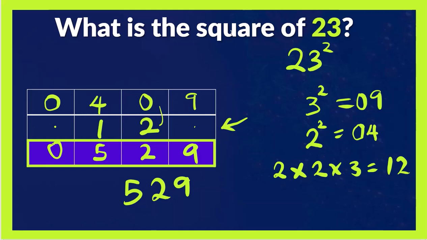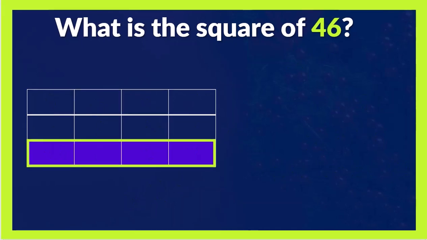That's amazing, right? Okay, so let's look at the second example. We are to find the square of 46. So we have 46 square. Your first step is to square the last digit. So we have 6 square. That is 6 times 6, and that will give us 36.